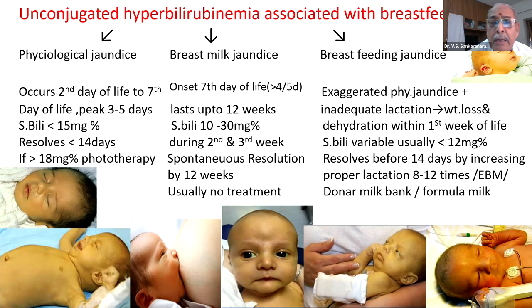Breastfeeding jaundice is nothing but an exaggerated physiological jaundice in a breastfed infant. It starts early and lasts up to 7 days, and bilirubin is not very high, but the child will be losing weight, dehydrated, not very comfortable, and it clears off within a week's time. This is typical, and you can do very well by giving frequent feeding, 8 to 10 times, or expressed breast milk, or milk from a breast milk bank, donor milk, or formula milk. Something can be done for these children, and the child will do very well. It is supportive.